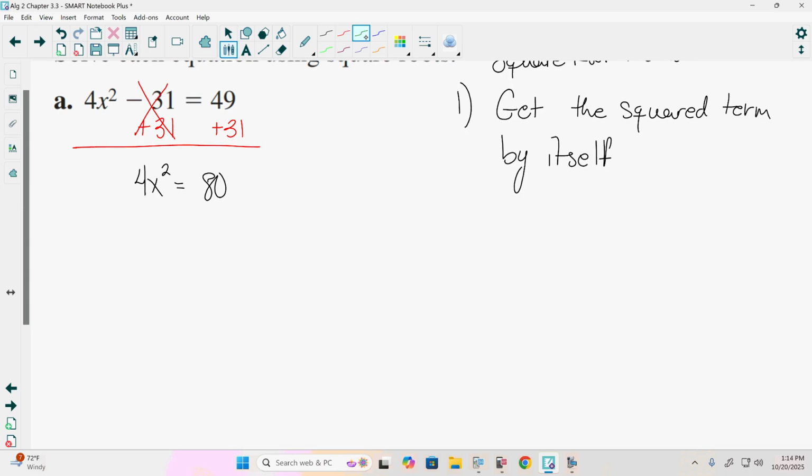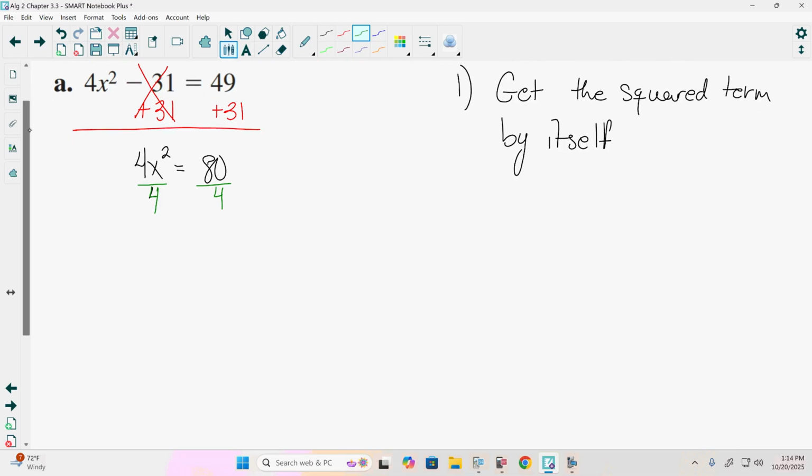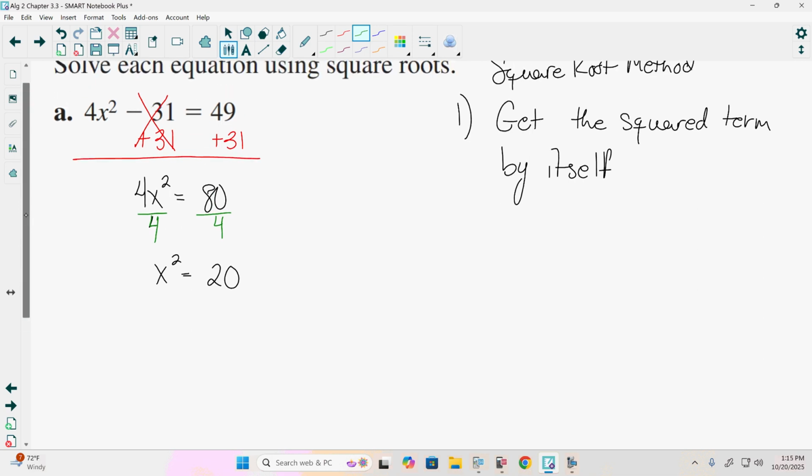Now at this point, the squared term is not by itself because we have 4 being multiplied with our x squared. So at this point, we're going to divide both sides by 4, because 4x squared divided by 4 is just going to give us x squared. 80 divided by 4 is 20. Now at this point, we do have the x squared term by itself.